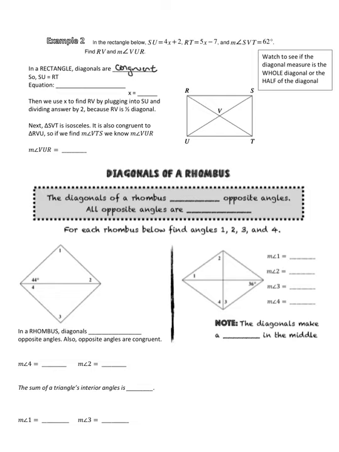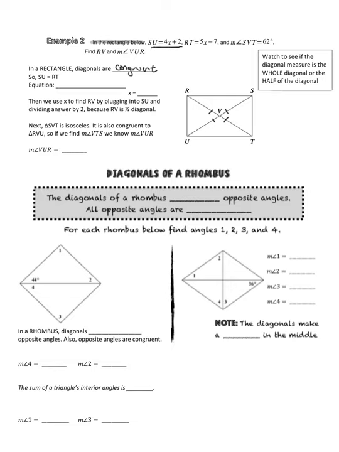Because it's a rectangle, I'm going to make some marks. Because I can do that. Why? Because it says in the rectangle below, I am told it is a rectangle. It is a given. And here's the information we're given.